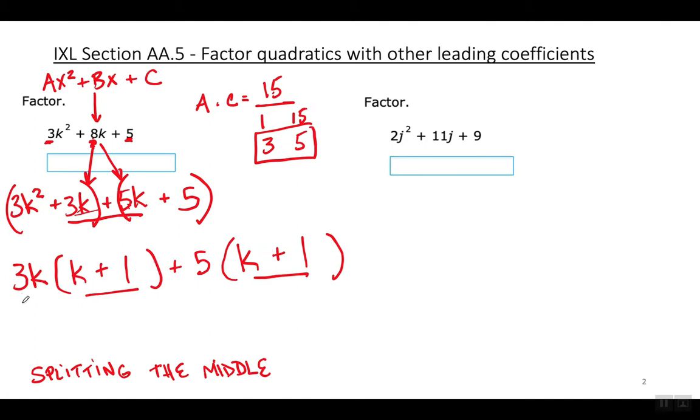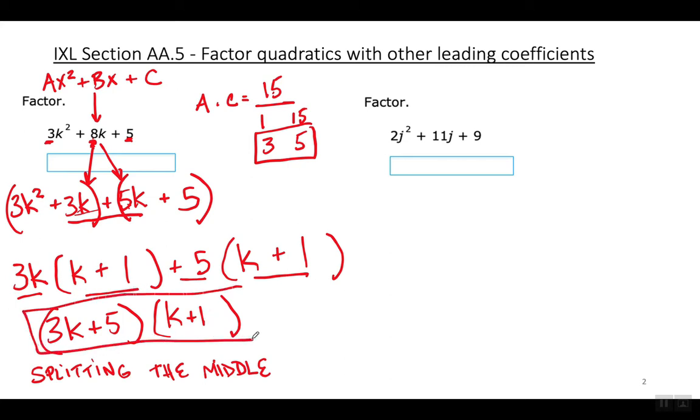So now for my final answer, I'm going to put this part and this part together, 3k plus 5, in one parentheses. And in the other parentheses, I'm going to put k plus 1. And that is my final answer. If you multiply those two binomials together, you're going to get the original expression, I promise you.